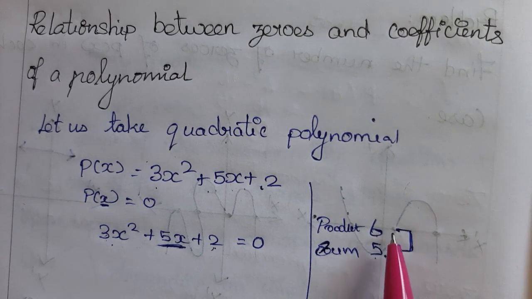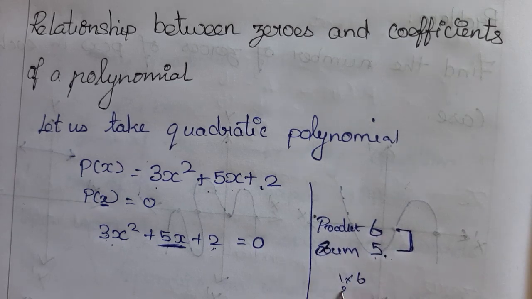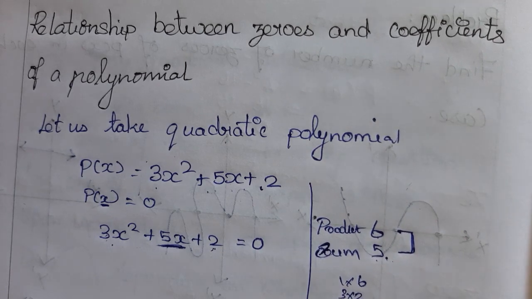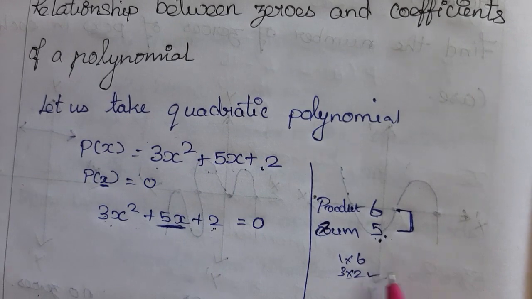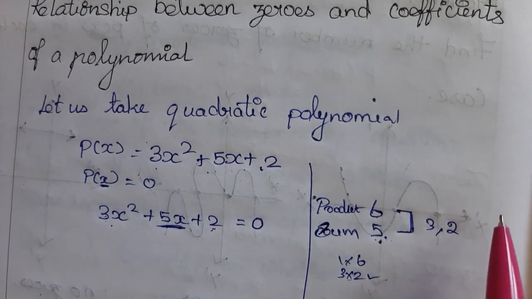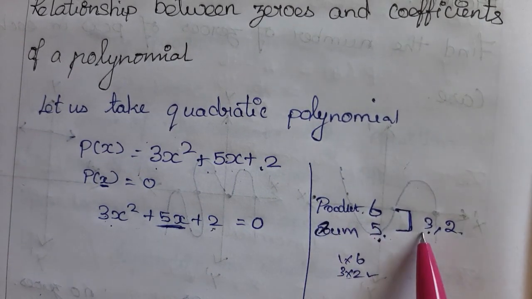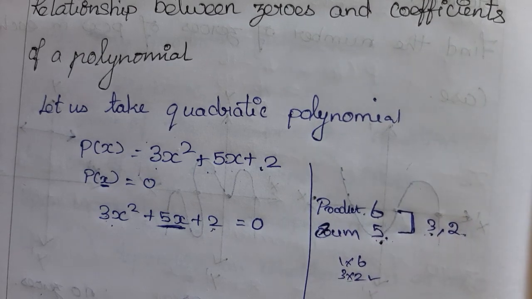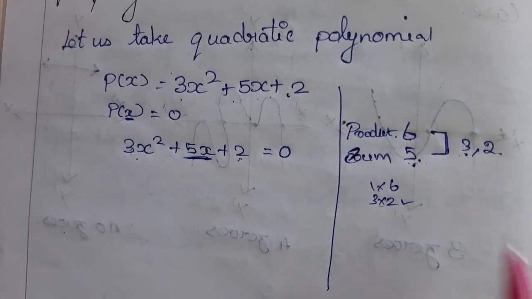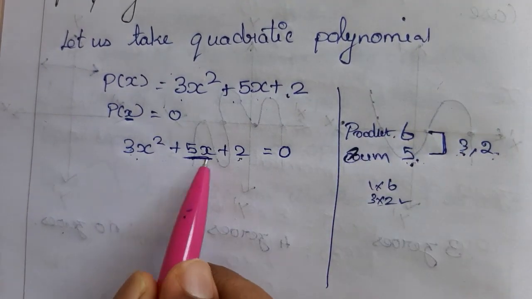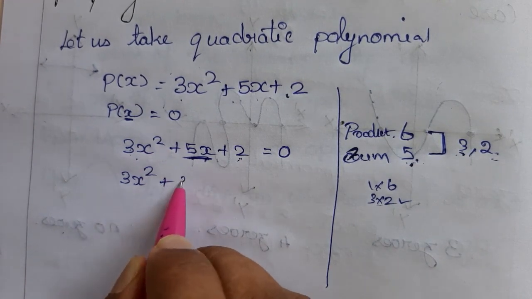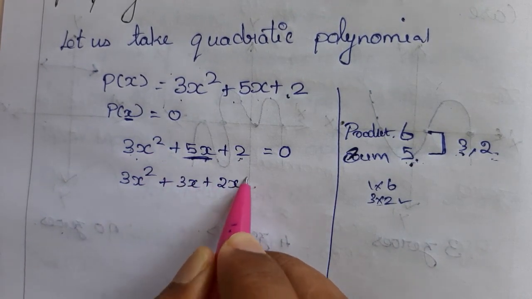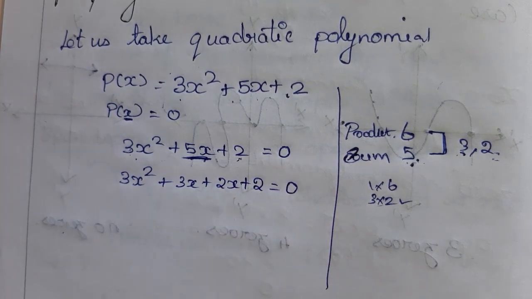So we go with the product. We'll write all the factors of 6. All the factors means 1 into 6, 3 into 2, or 2 into 3 is same, 6 into 1 is same. So which will satisfy the sum 5? The second one, right? So 3 and 2. The product of 3 and 2 is 6, sum of 3 and 2 is 5. So let me split the middle term with 3 and 2. Here 5x we'll write as 3x plus 2x. So 3x square plus 3x plus 2x plus 2 is equal to 0, right?